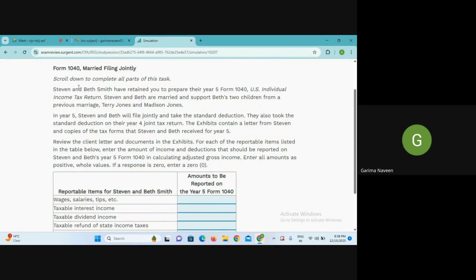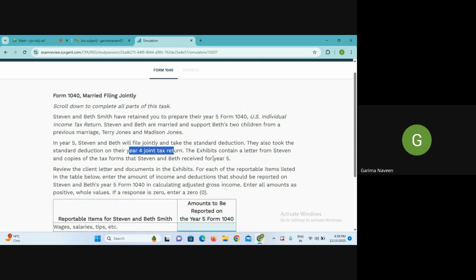So here Steven and Beth Smith have retained you to prepare their year 5 Form 1040 US tax return. Steven and Beth are married and support Beth's two children from a previous marriage, Terry Jones and Madison Jones. In year 5, Steven and Beth will file jointly and take the standard deduction. They also took the standard deduction for year 4. The exhibit contains a letter from Steven and copies of tax forms that Steven and Beth received for year 5.